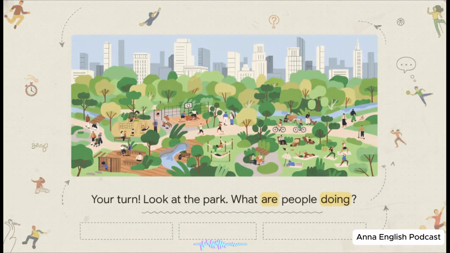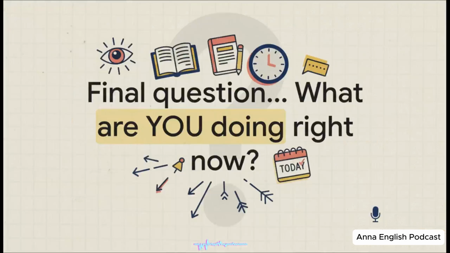All right, your turn. For real this time. Look closely at this busy park. What are the people doing? For example, I see some people are playing basketball, and a man is running. What else do you see? I want you to find 3 more actions. Seriously, pause for a second and say them out loud. Go on.